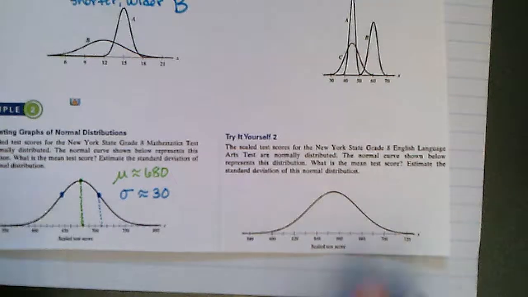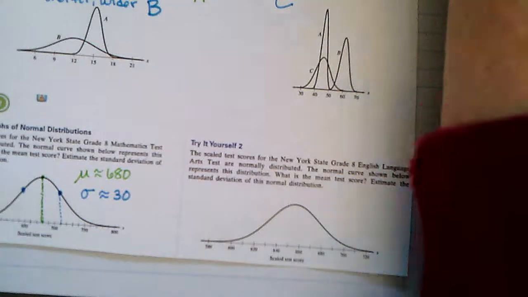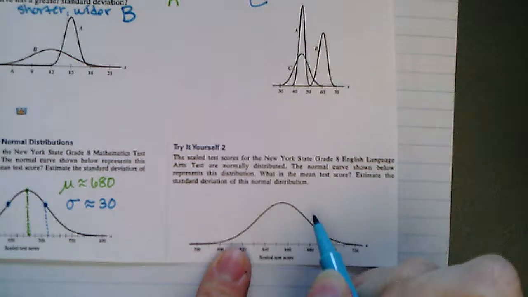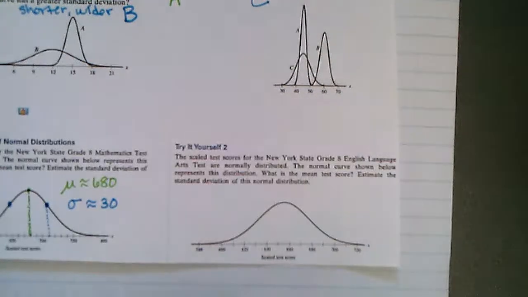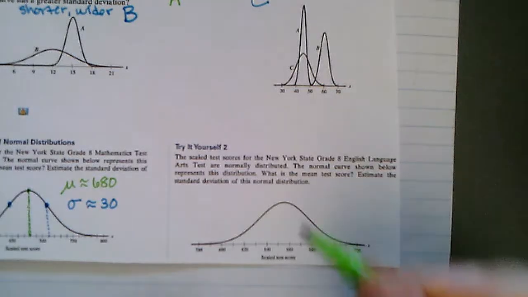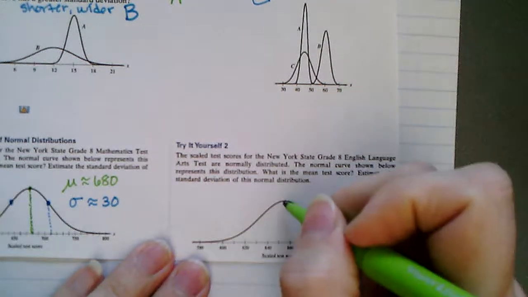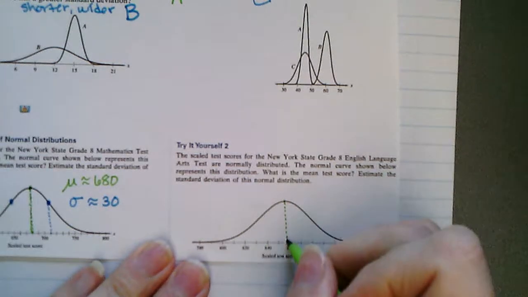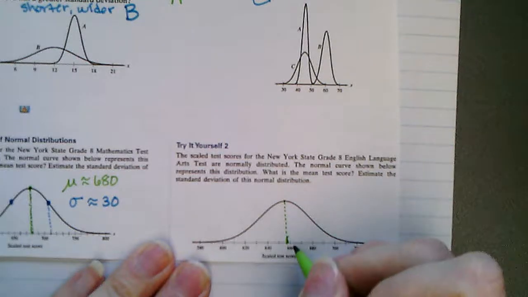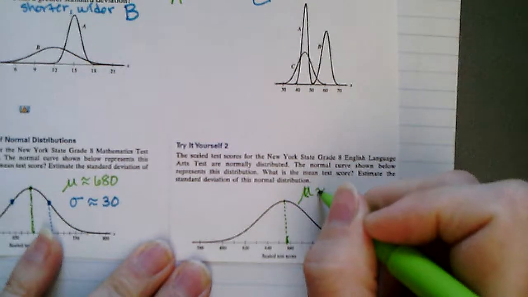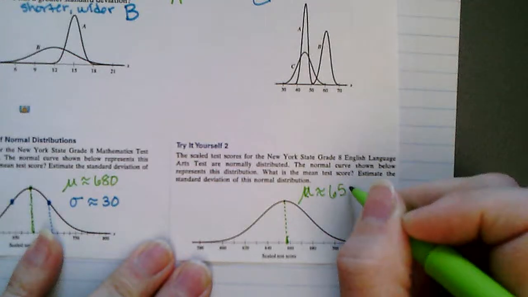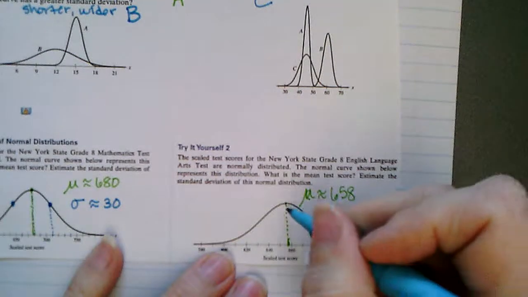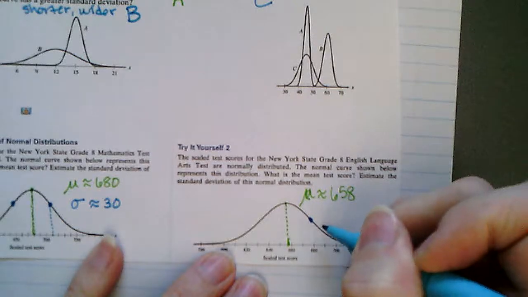Now let's look at this one right here, where we have grade 8 English learner language arts test, normally distributed. The normal curve shown below. What is the mean? Okay, mean, remember, goes from the peak. So arrow down to there, maybe like, I don't know, 640, 650, maybe 658. I'm just estimating. And then the inflection point maybe right here.